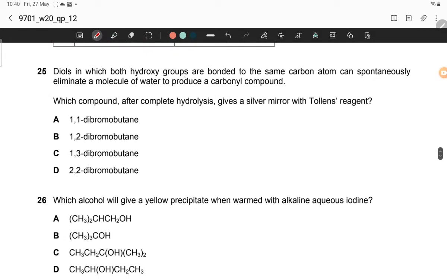Diols in which both hydroxy groups are bonded to the same carbon atom can spontaneously eliminate a molecule of water to produce a carbonyl compound. Which compound after complete hydrolysis gives a silver mirror with Tollens reagent?